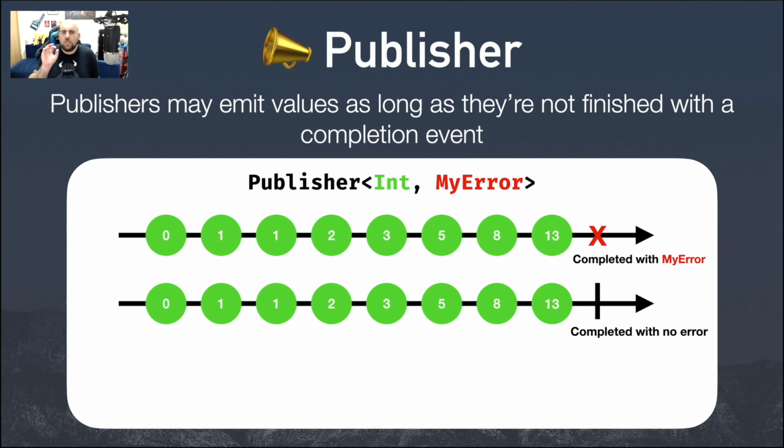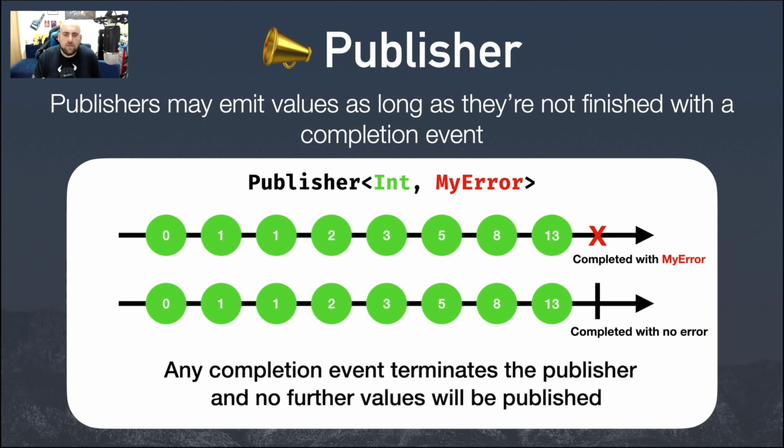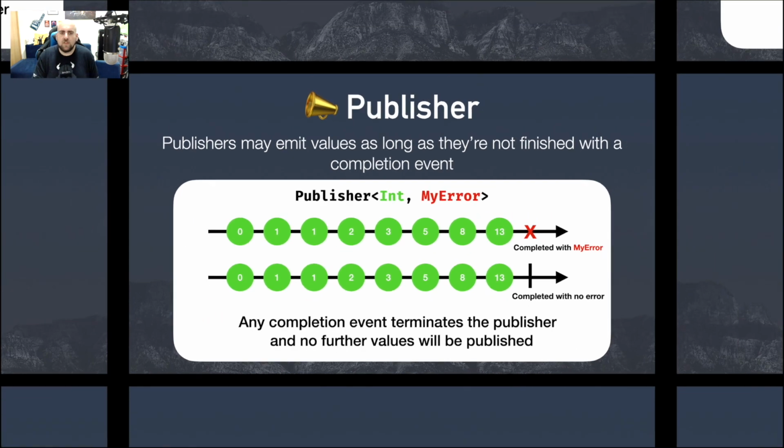Because we have this dictionary where it could be either a value or a finishing event or an error event, only these 3 states, it's pretty easy to reason about, and it's pretty easy to design our system around these concepts. So a completion event basically terminates the publisher, and we won't have any more values emitted by that specific subscription to the publisher.